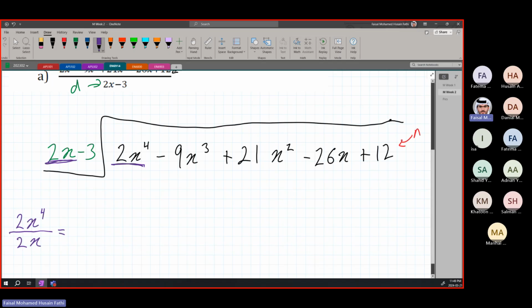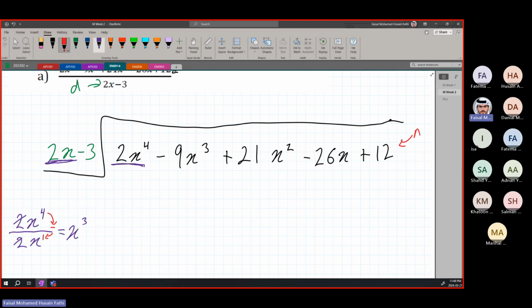And how can you simplify this? If you remember from Math 1, this is power 4, this is power 1, so it's going to be 4 minus 1. 2 and 2 cancel, so it becomes x power 3. This is just exponents. Remember how to deal with the same bases, different exponents. This is how you do it in multiplication and division. So it becomes x cubed. What does this mean? This means that if you multiply 2x by x cubed, the answer comes out 2x power 4.